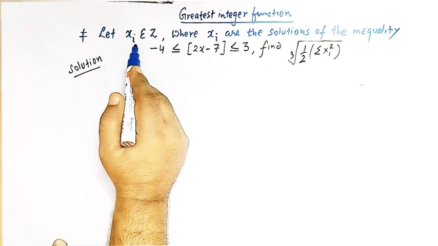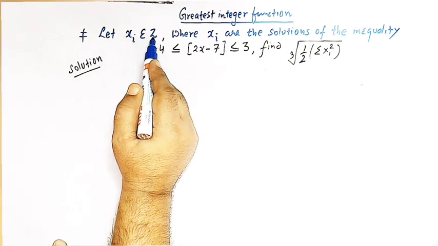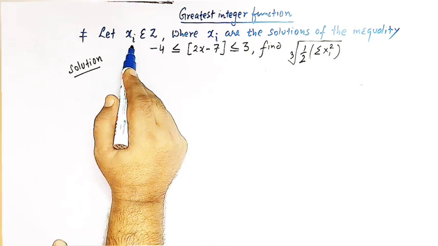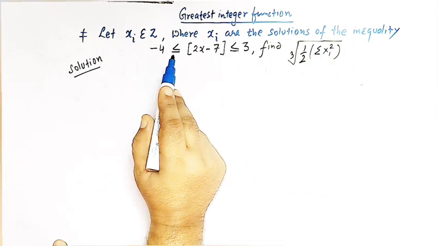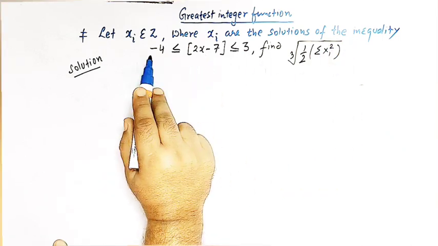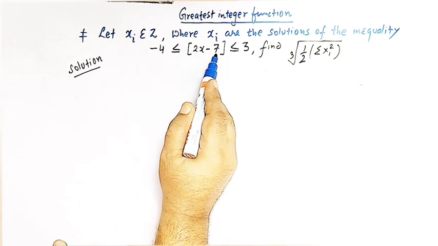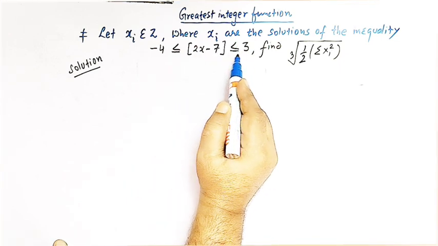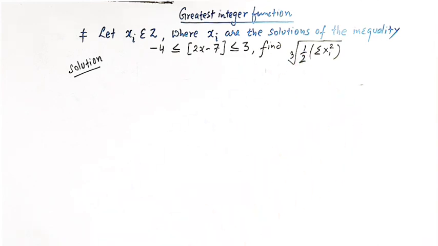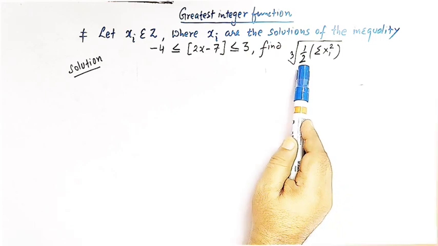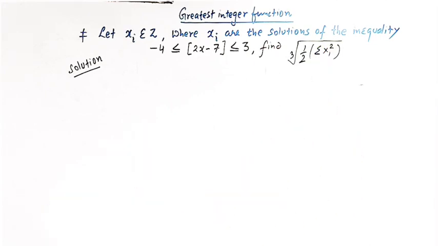So here let xi belong to the set of integers. So here Z denotes the set of integers and xi belongs to the set of integers, where xi are the solutions of this inequality, that is minus 4 less than or equal to greatest integer of 2x minus 7 less than or equal to 3. Then we have to find the value of the cube root of half times the summation, that is sigma xi square.